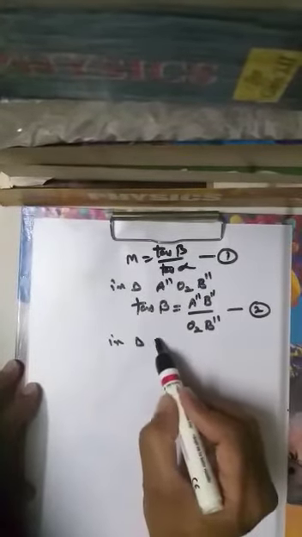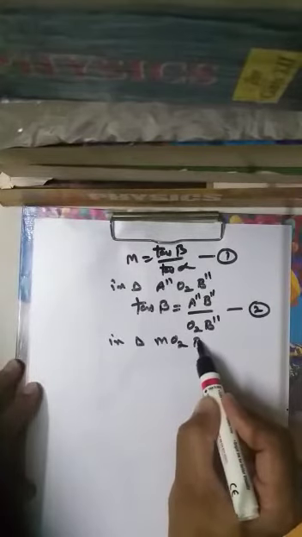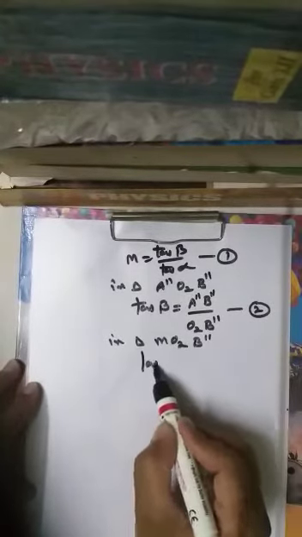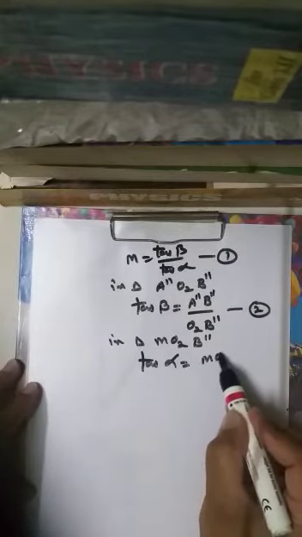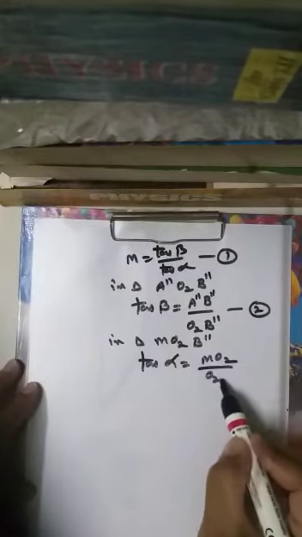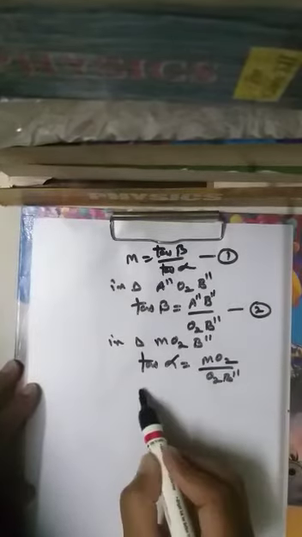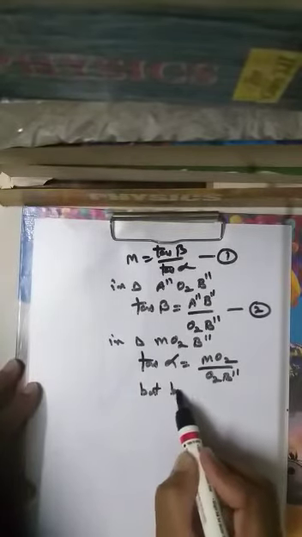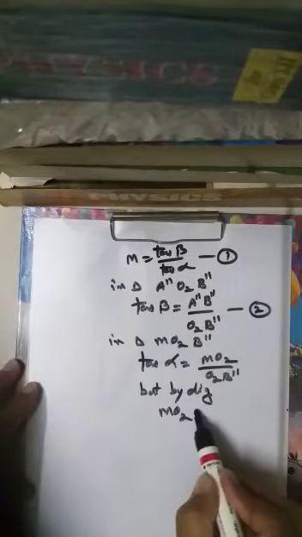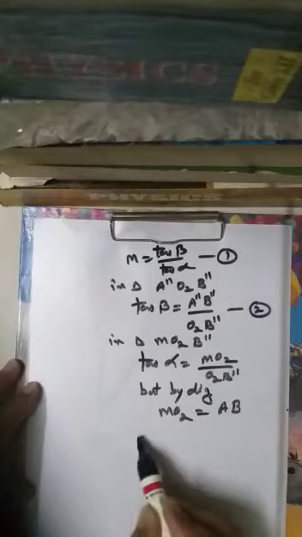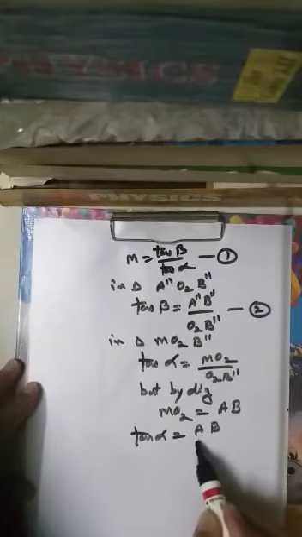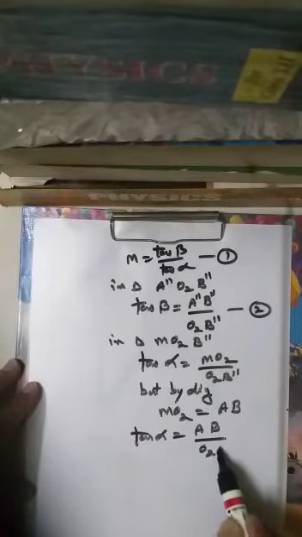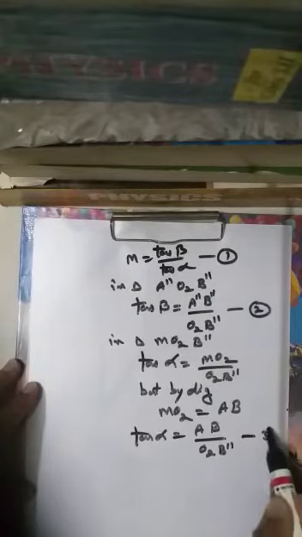In triangle MO2B'', tan alpha is equal to MO2 upon O2B''. But by the diagram, MO2 is equal to AB, hence tan alpha is equal to AB upon O2B''.